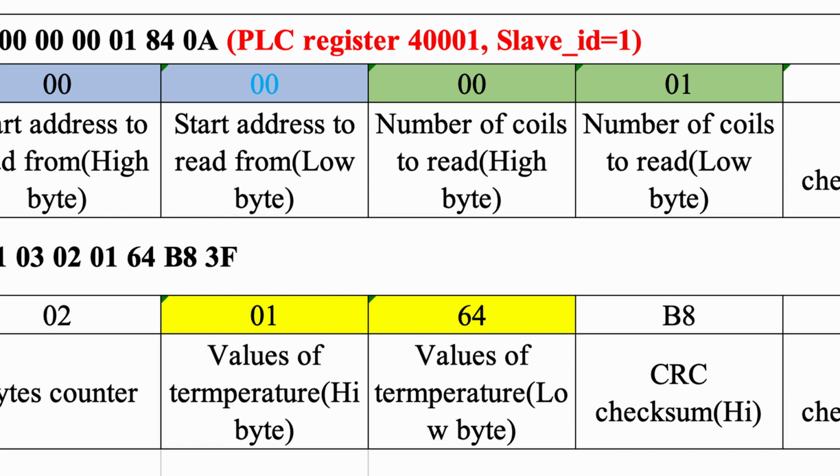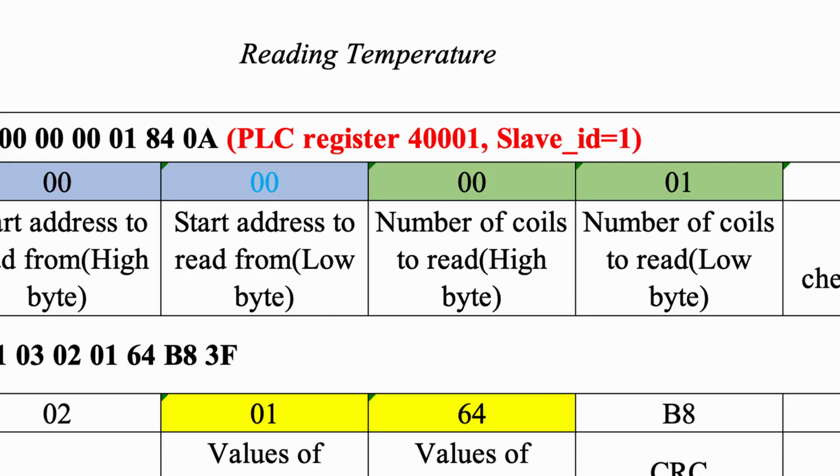Back to our datasheet, in these green cells it says number of coils to read, high byte is 00, number of coils to read, low byte is 01. So we combine these 2 bytes, which gives 0001 in hexadecimal, which is also 1 in decimal, and the red text also says PLC register 40,001, which means the sensor is storing temperature data using only 1 register or 1 coil. We can also double check this is true by observing those yellow cells.